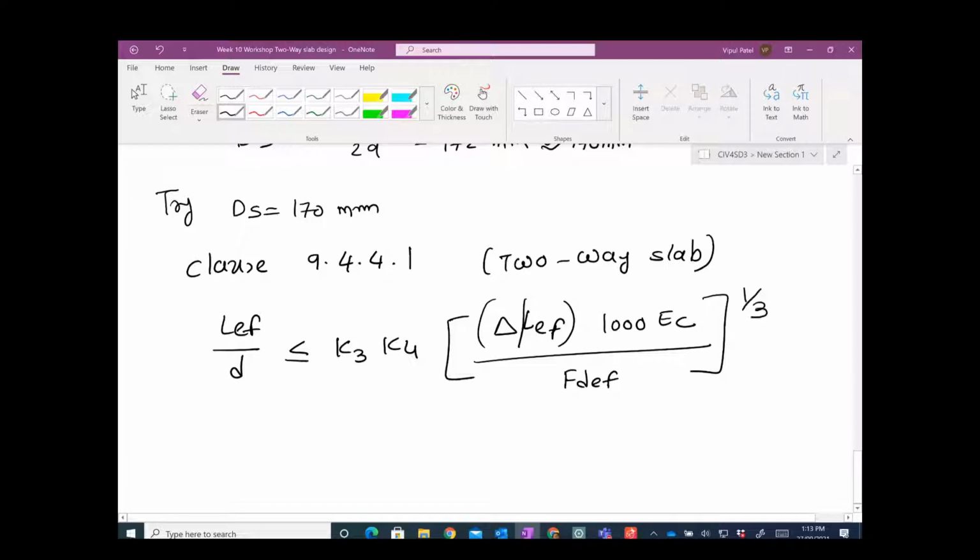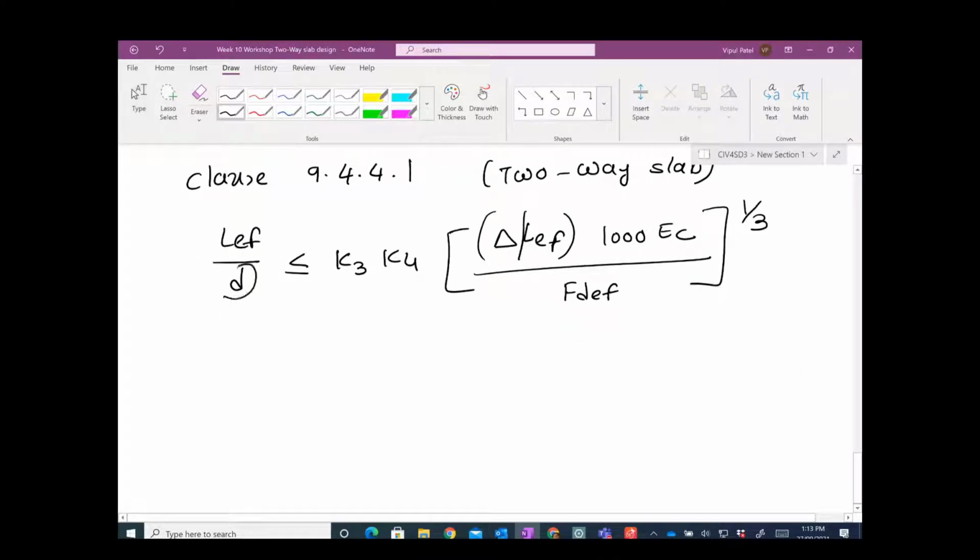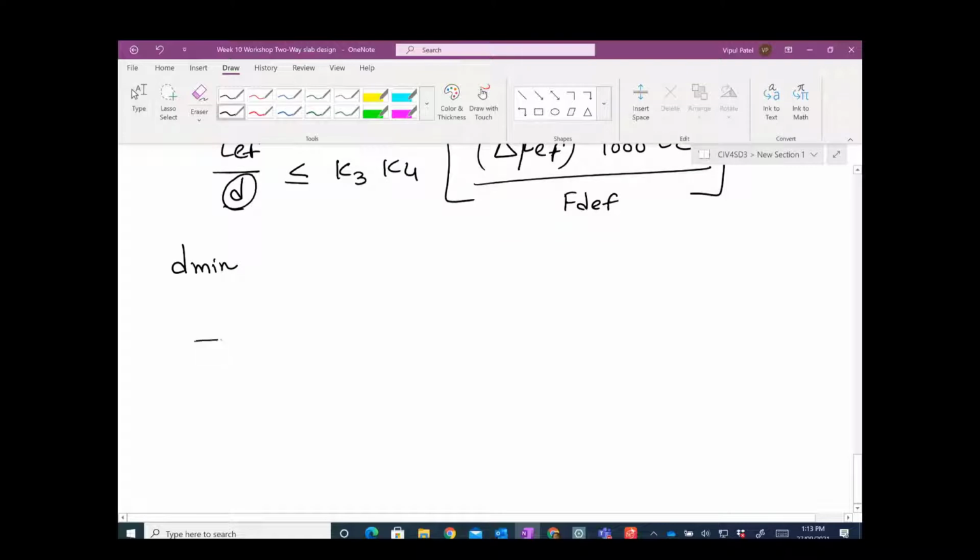Okay, now these equations are going to give you d minimum. Now someone might say, what is d minimum? d minimum is basically when you have a slab, you have a reinforcement. Let's say you have a reinforcement here. Now d minimum means that from this reinforcement to the top of the slab you have this d minimum. That is the d, at least you need this d. You can't go lower than that.